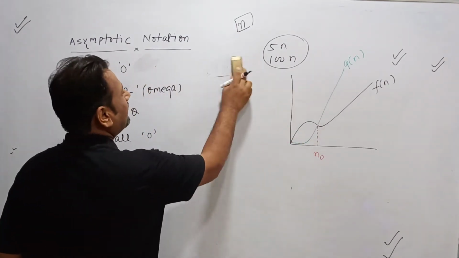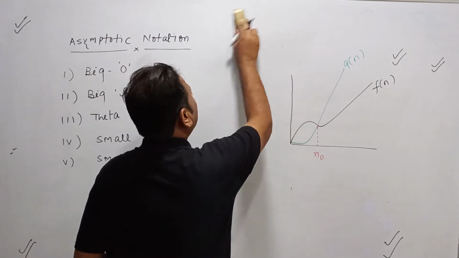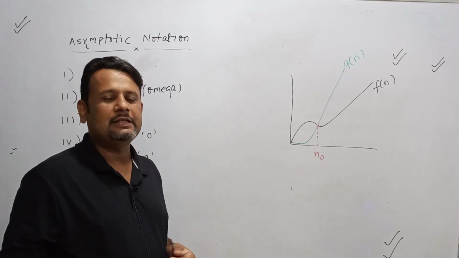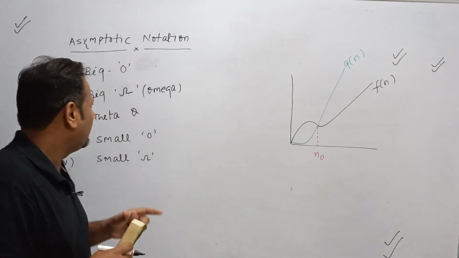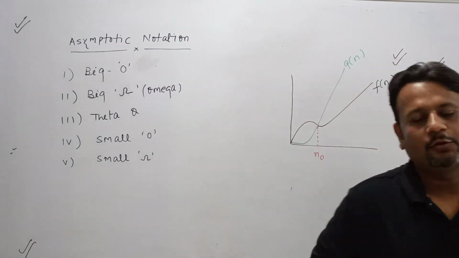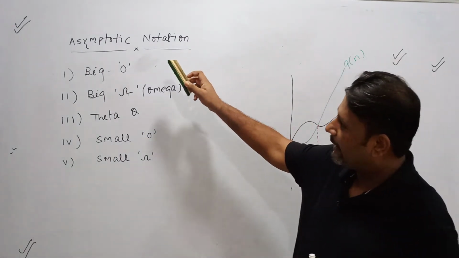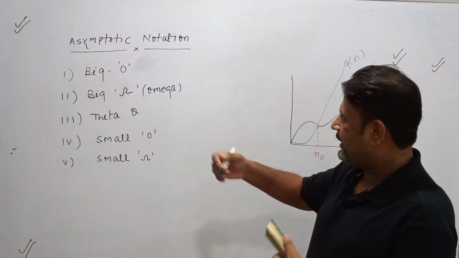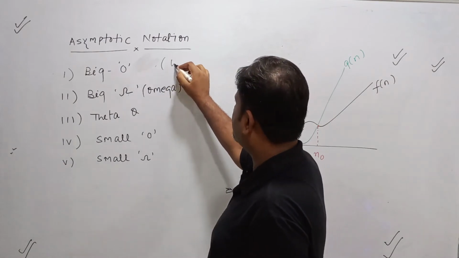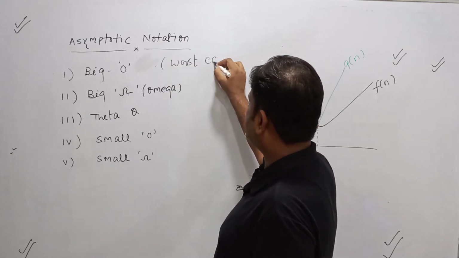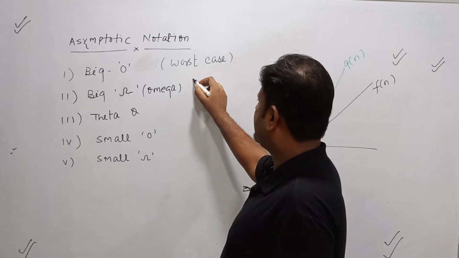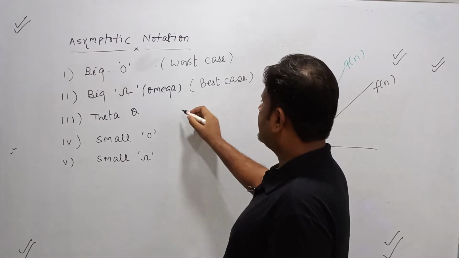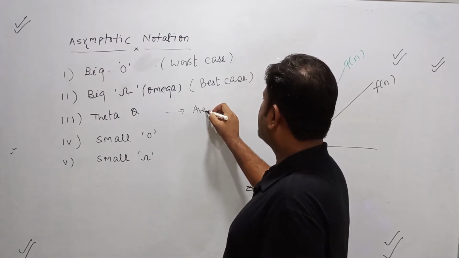I hope if you're watching my lectures daily, this is going to be a cakewalk for you, because once you understand how to calculate complexity, everything is going to be a cakewalk. Now, there are various notations to represent complexity: big O, big omega, theta, small o and small omega. Big O is used for worst case representation, big omega is used for best case, and theta is known for average case.